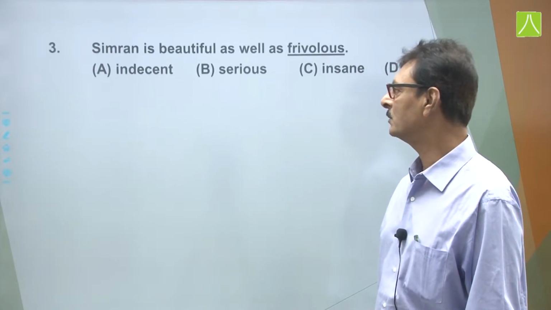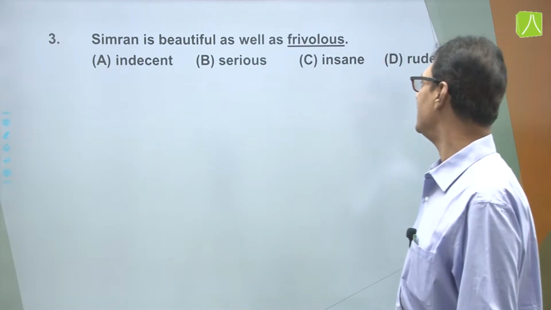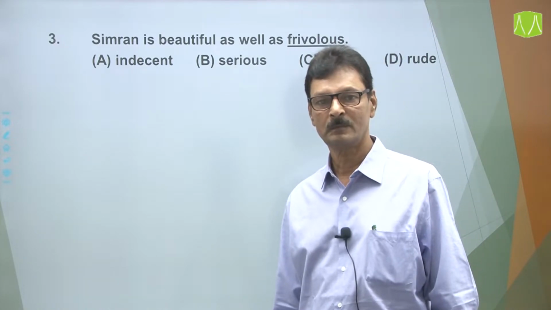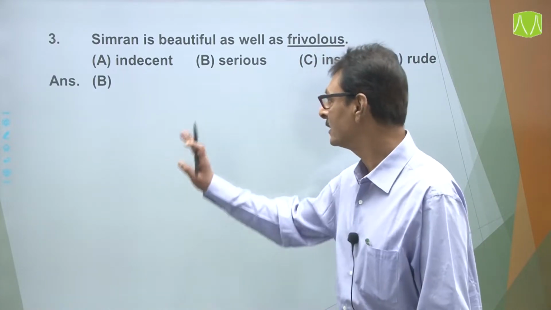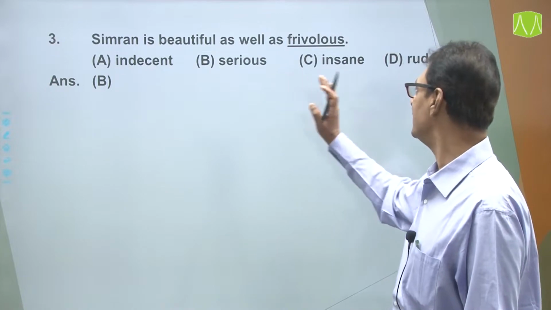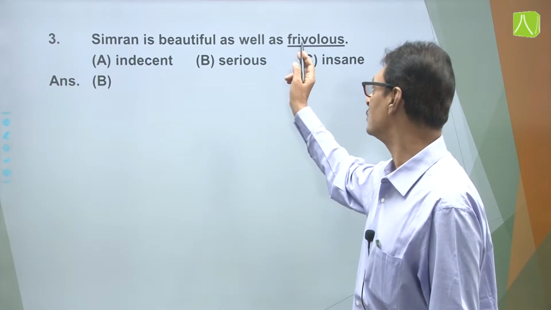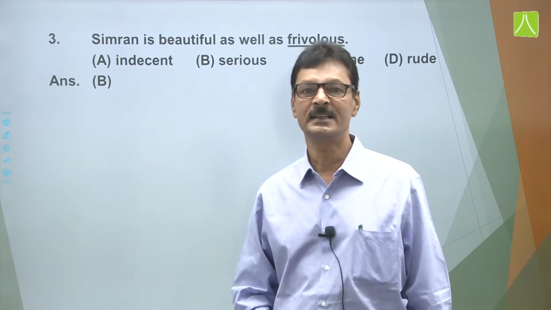Moving on to the third word: Simran is beautiful as well as frivolous. What do you mean by the term frivolous? The options are indecent, serious, insane and rude, and the correct answer, the opposite of frivolous, is serious.